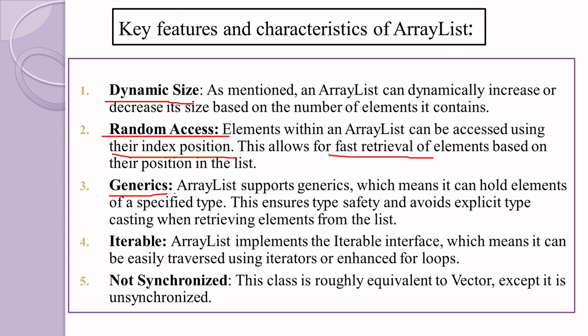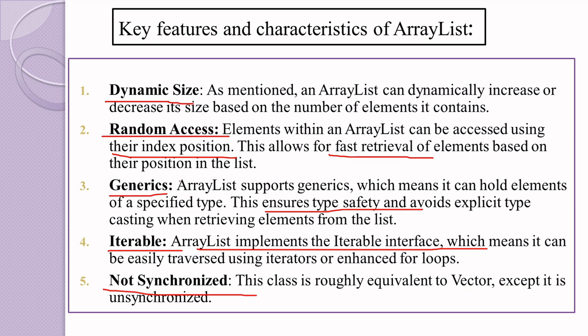Next is generics. ArrayList supports generics. When we declare a specific generic type, this gives type safety. Next, iterable. ArrayList implements the Iterable interface. And the last one is that it is not synchronized. So these are the characteristics of ArrayList.